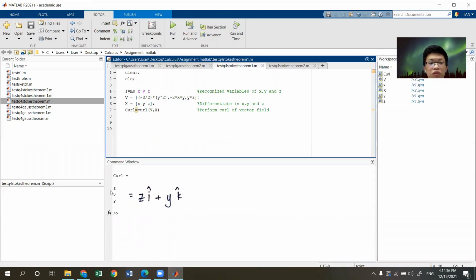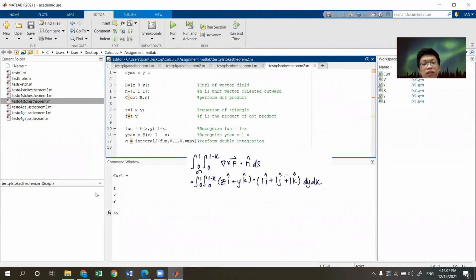We know that the curl equals z i plus 0 j plus y k. So the answer is z i plus y k. As we get the curl just now, z i plus y k, I put it equal to B, the curl of the vector field, and n is the unit vector oriented outward, 1 i plus 1 j plus 1 k. So I use the dot product of B and n.